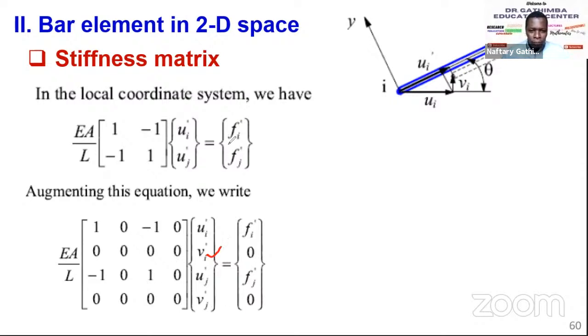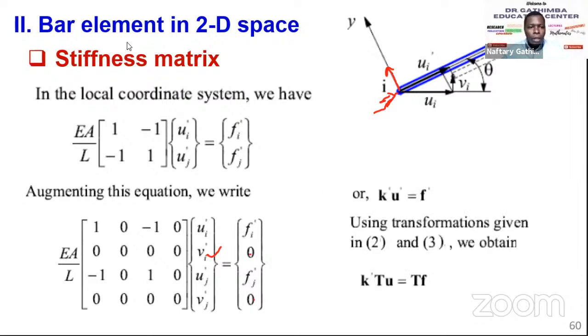And of course, in the force, there's no Fj. There is no Fi here. There's no force here. The forces are internal, acting in the direction of the axis of the element. So that's why here you have 0, 0. So this is the equation we have augmented. We have enlarged it by introducing the rows and columns for a single element, the 2-node bar element.